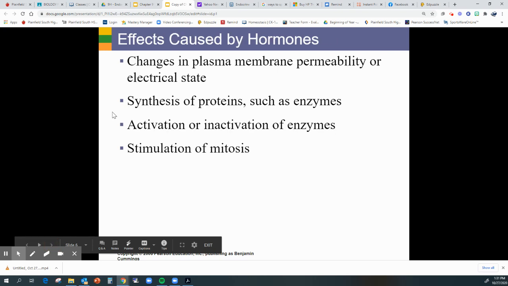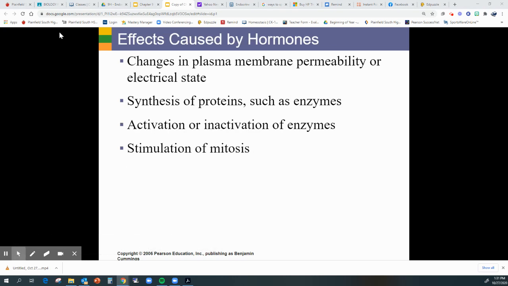There are other ways that the hormone can actually change that process: by binding specifically to the plasma membrane, changing the plasma membrane permeability of the cell, or changing the electrical state of that cell. It can help us synthesize proteins and make specifically enzymes. And then in some cases, those enzymes can simply be activated or inactivated, so switched on or switched off, essentially.